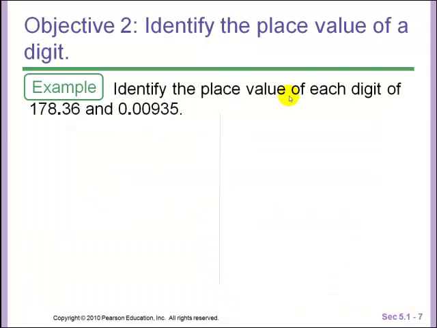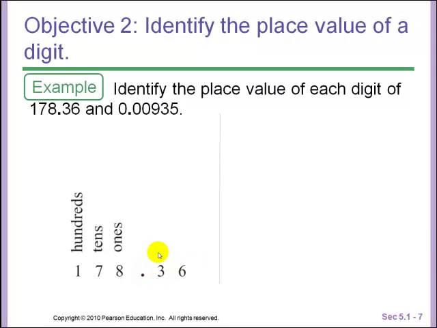Identify the place value of each digit of this. We have a 1, a 7, and 8, a decimal point, a 3, and a 6. And then we'll do a second number in a second. For the 1, 7, 8, decimal 3, 6, the 1 is in the hundreds place. The 7 is in the tens place, and the 8 is in the ones place. Here's our decimal point. This is separating the whole numbers from the fractions.